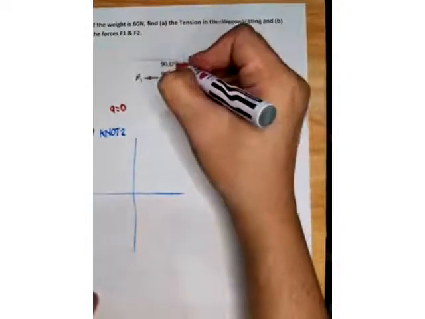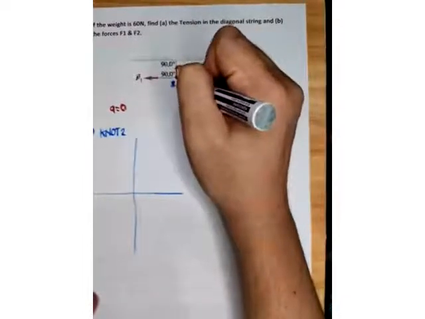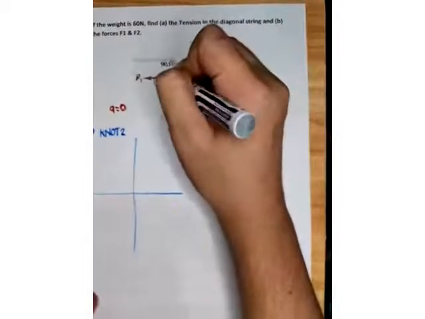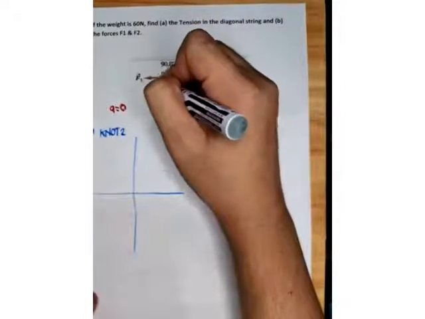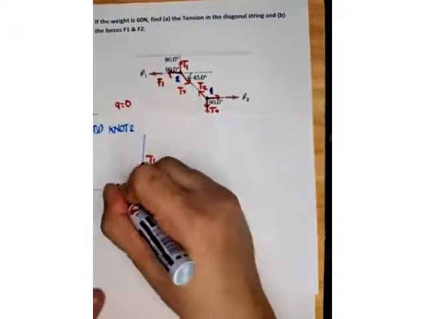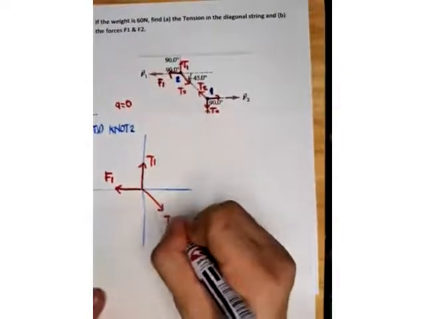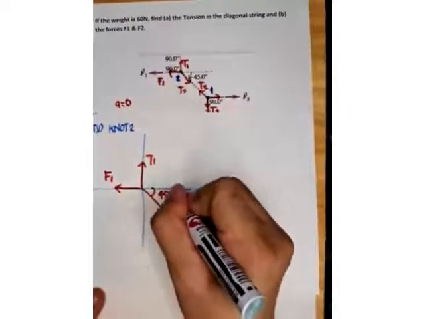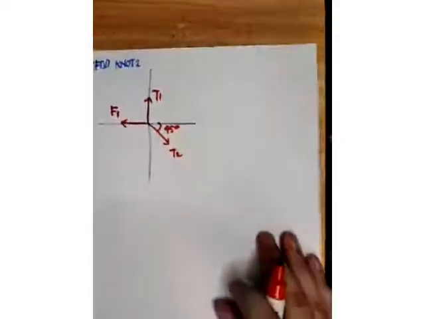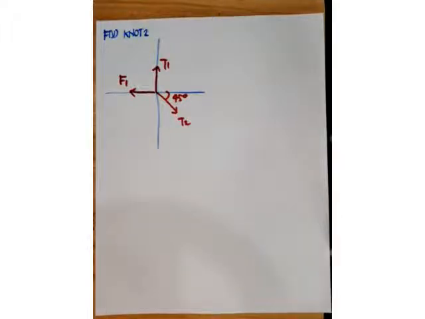Okay, so what are the forces acting on knot 2? So we have T1, then we have tension 2, and we also have F1. So we have T1, and then we have F1, and then we have here T2. And this is 45 degrees. So don't forget the components of our force, our tension.